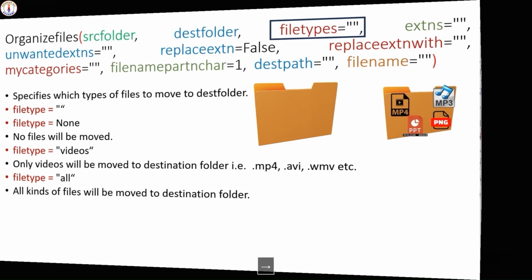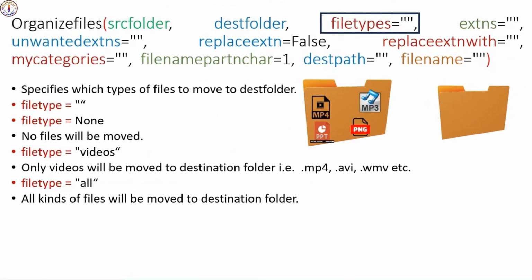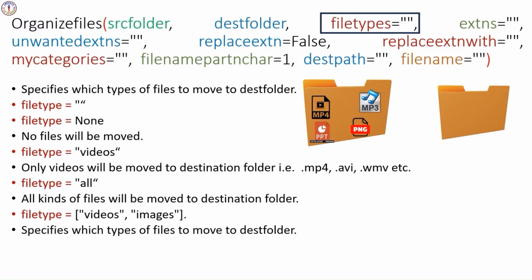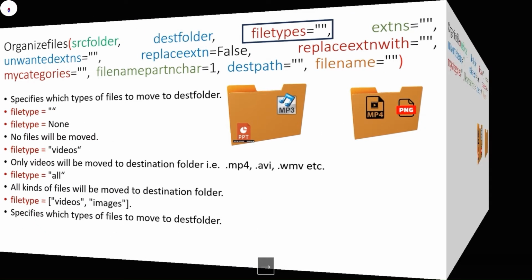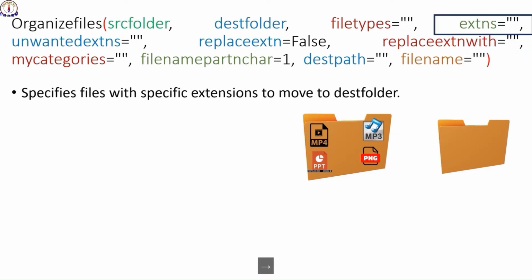Sometimes we want to move 2 or 3 different types of files. Then specify them in the form of a list. For example, to move all videos and images, specify them in the form of a list like this. The next parameter is extns. It specifies files with specific extensions to move to the destination folders.